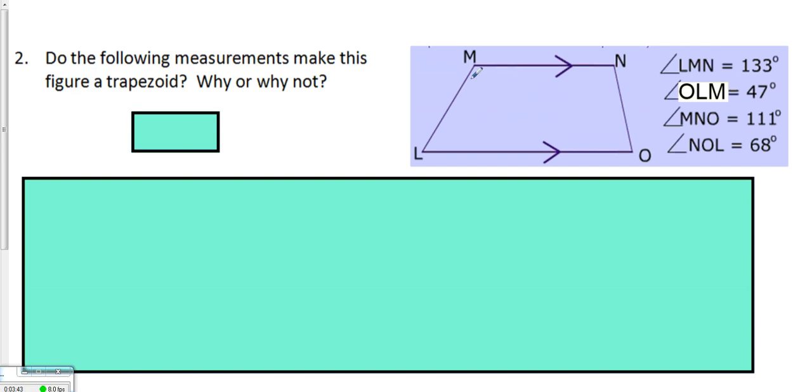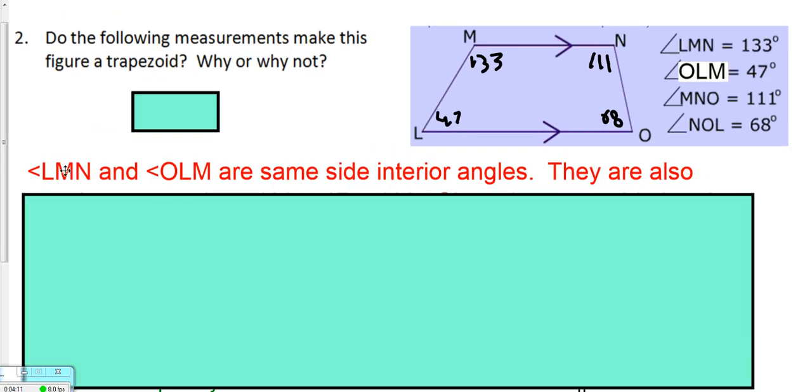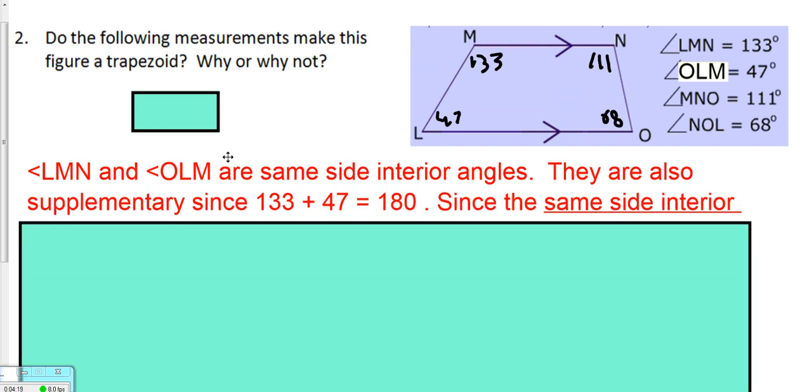So if we label each of these spots, this one is 133. This one is 47. This one is 111. This one is 68. Okay, that's what each of these pieces told us. So we need to decide, would these measurements actually make this a trapezoid? Okay, so we can figure out that LMN and OLM are the same side interior angles. They are also supplementary, because if we add them together, they would equal 180.